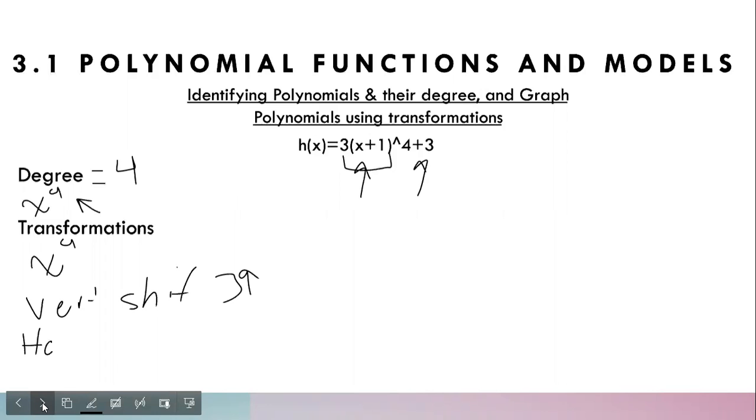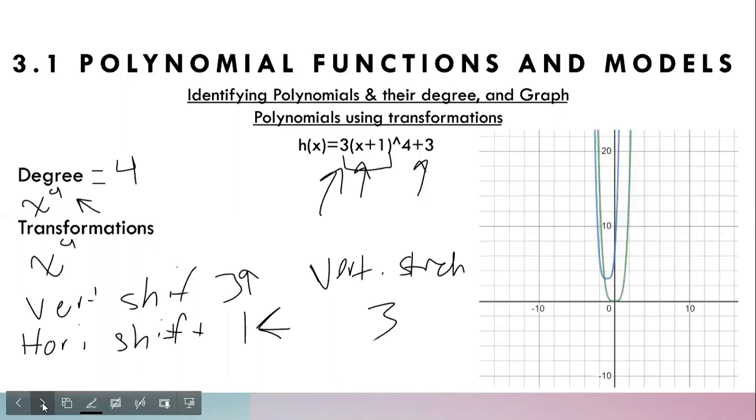So it's a horizontal shift 1 to the left and not to the right. And then finally, we see this 3 here, and because it is on the outside, it's not connected to the x, and it's connected to the polynomial, we know it's a vertical stretch of 3. So now looking at the graph, we can see this green is the parent graph, and the blue is this graph shifted left 1 unit, up 3 units, and it is smaller because of the vertical stretch.